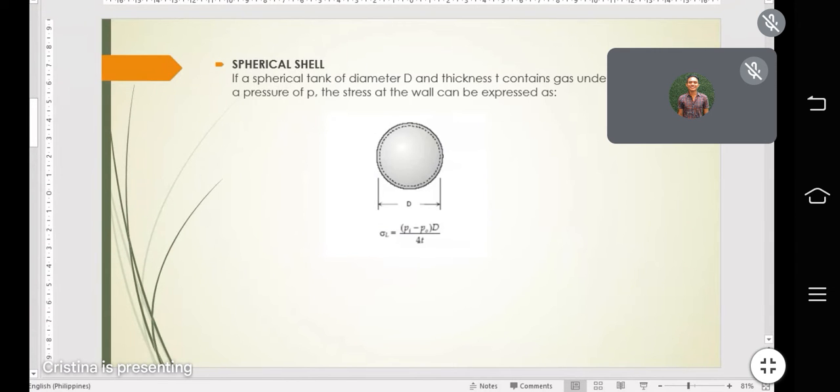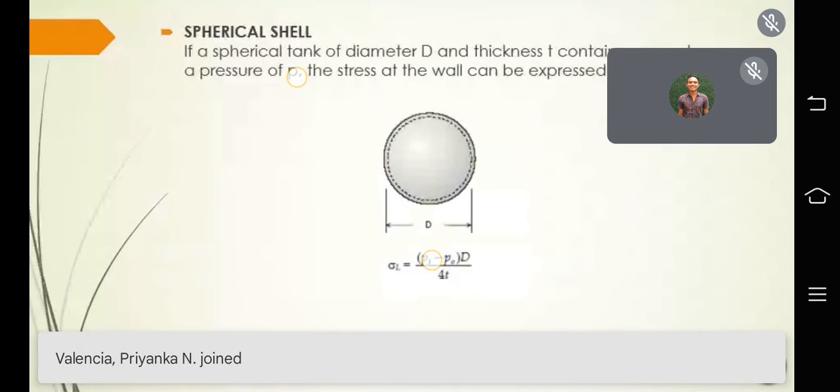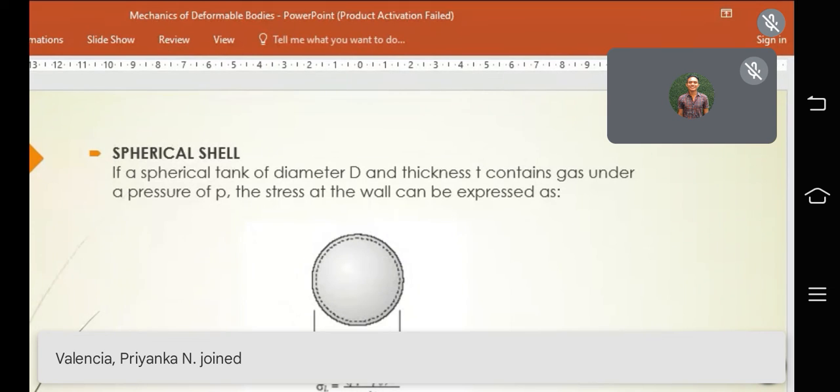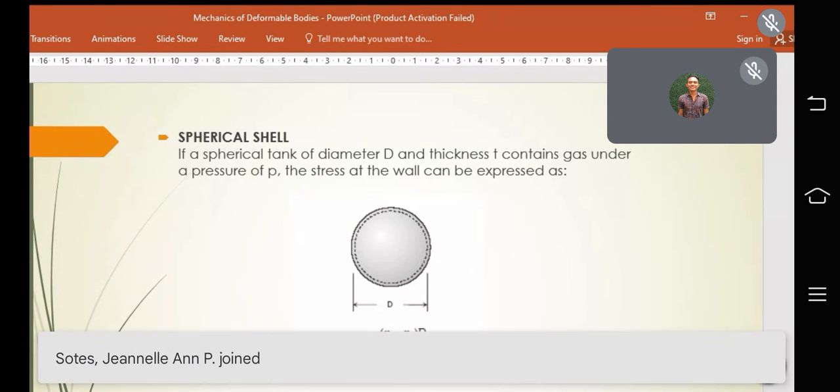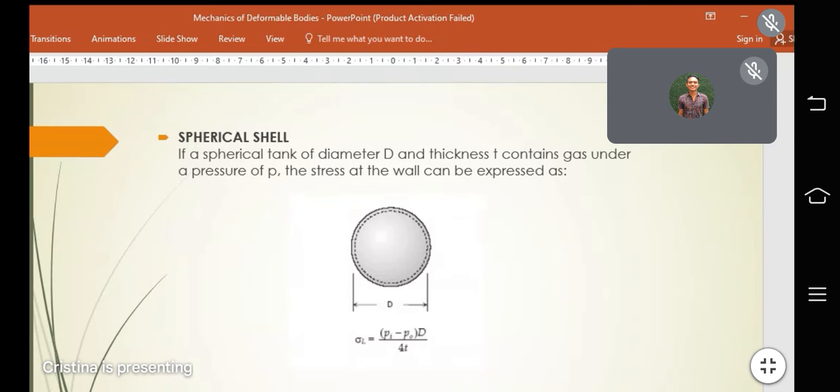Okay, so another one is the spherical shell. What if it is in a spherical form? If a spherical tank of diameter D and thickness T contains gas under a pressure P, the stress of the wall can be expressed as PD over 4t lang. So if it is mentioned in the problem, a spherical tank, diretso, PD over 4t. Pag circumferential, PD over 2t.